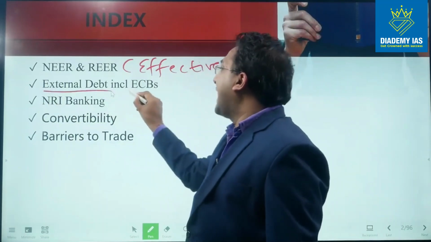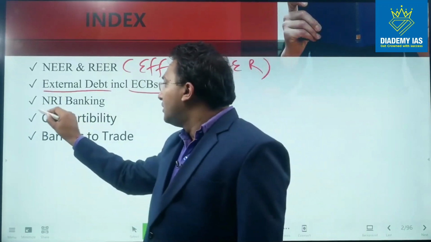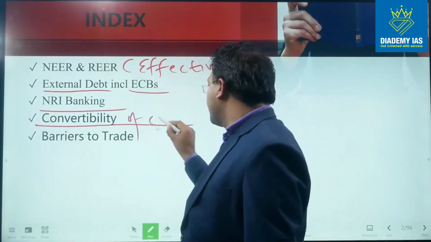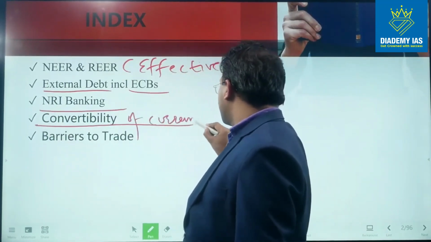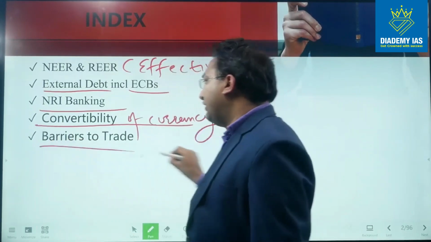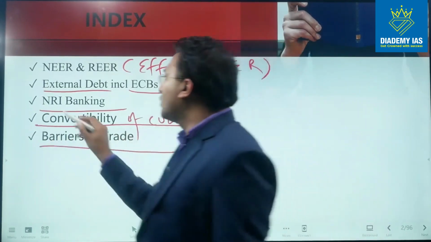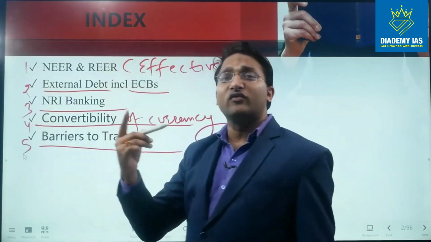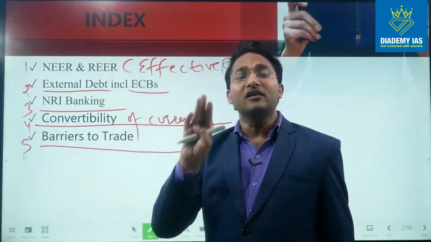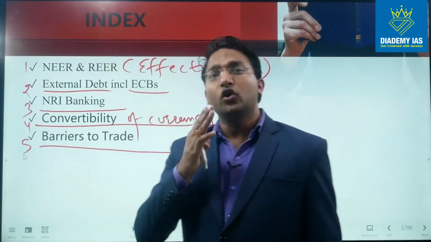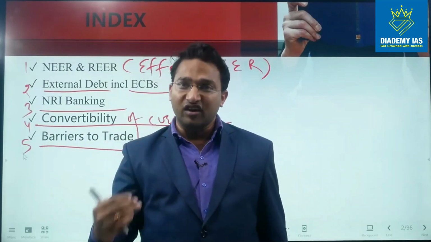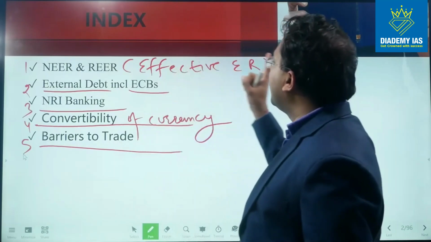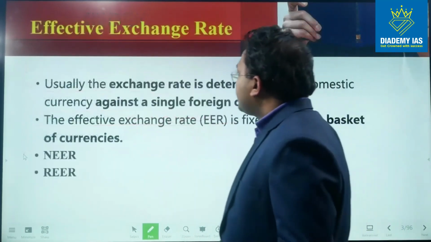External debt including the external commercial borrowings, NRA banking, convertibility of currency, and barriers to trade. So we will discuss each one of them, 1, 2, 3, 4 and 5, in 5 different video sessions. Each video session will range between 15 minutes to 35-40 minutes, right? So let us start with the first concept, that is the effective exchange rate.